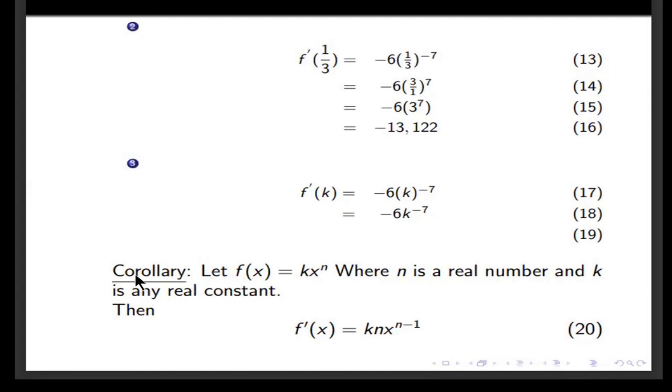Okay, here is a small rule, a corollary. Let f of x equal k times x to the power of n, not just x to the power of n as before but with a coefficient k, where n is any real number and k is any real constant. Then f prime at x is equal to k times n times x to the power of n minus 1. So k stays, n comes down as before, and the exponent becomes n minus 1.